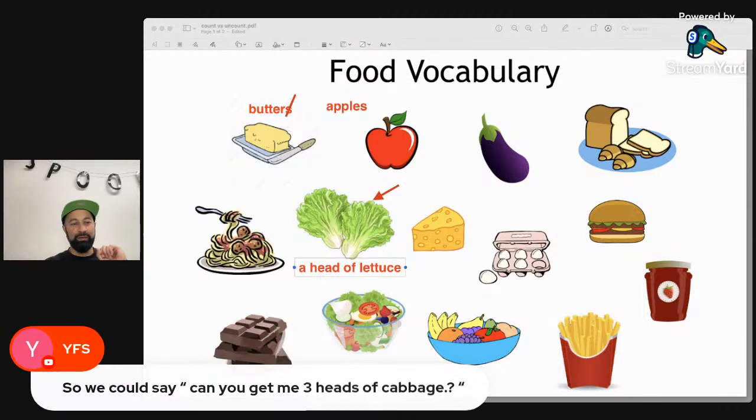And before we do that, YFS has a question. Could we say, can you get me 3 heads of cabbage? That is a perfect question. So a head is countable. So I could say 1, 2, 3 heads of cabbage. And very good job, YFS. You put an S on head because head is countable. And it's plural. That means more than one. So we add the S. 3 heads of cabbage. Yes, you can say that. That's a perfect question.